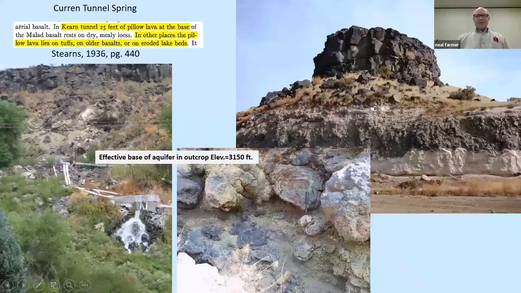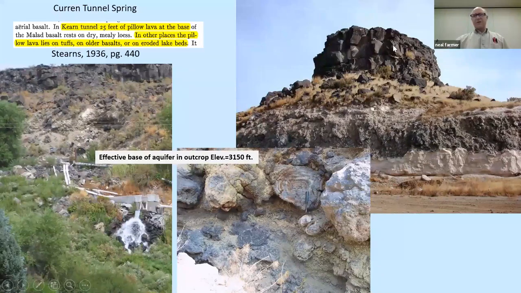Then we move back to the background where there was horizontal basalts. We're kind of back up on top to Curran Tunnel. Stearns in 36 identified this location as also eroding into possible lake beds and sediments, and the effective base of the ESPA aquifer is at this elevation of 3150 underneath our lake bed sediments, and on the order of 300 feet thick in this area.